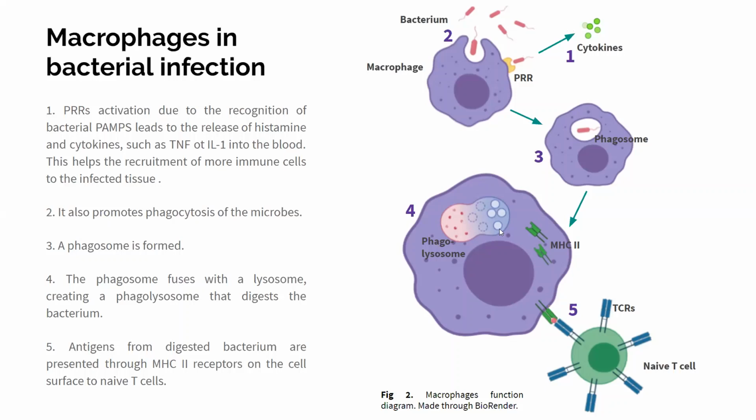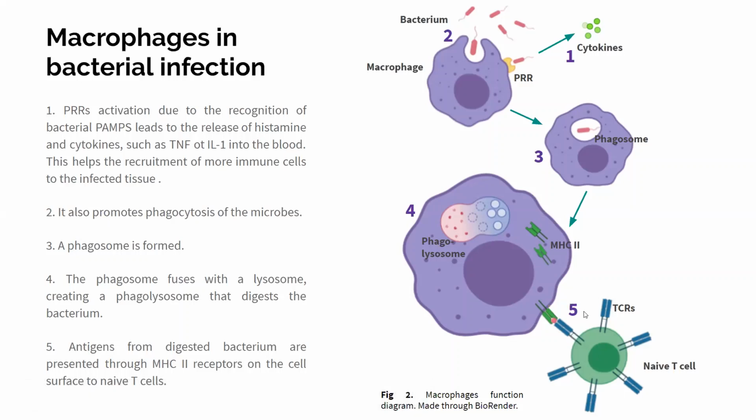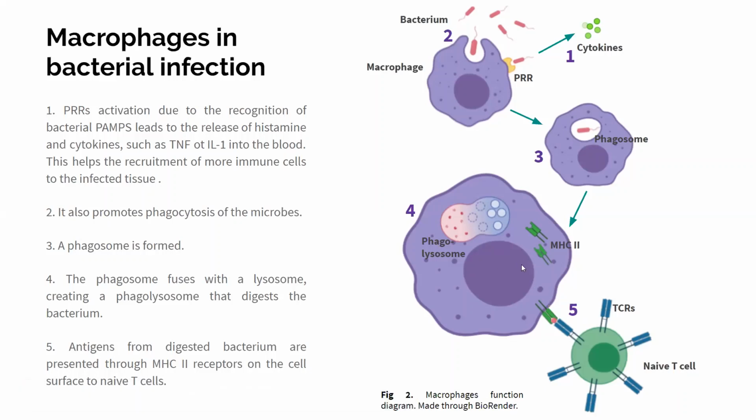And finally, antigens from the digested bacterium are presented to naive T cells through MHC complexes, starting this way the adaptive response. So they will be like the link between the innate response and the adaptive response.